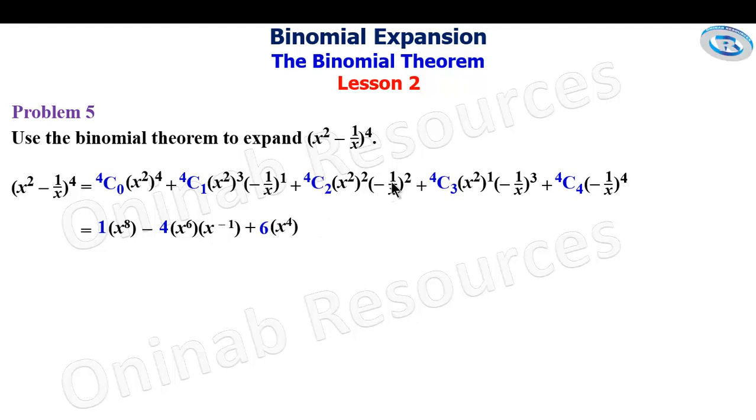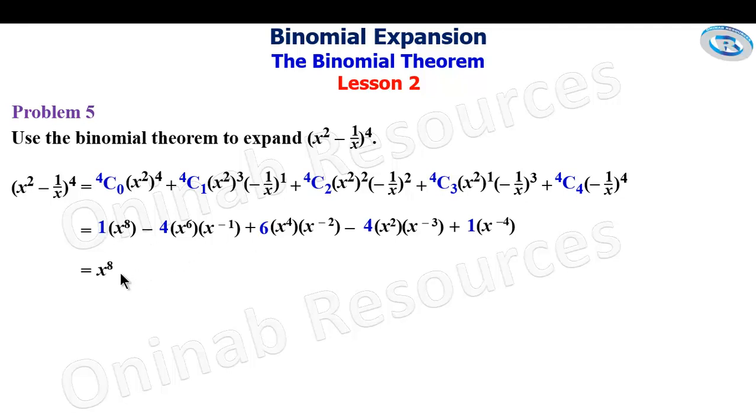Then this is going to give us positive. So x raised to power negative 2. This is going to be negative because the index here is odd. So we have minus 4 combination 3 gives 4. This is x squared. Then x raised to power negative 3. Then plus 1. It is going to be positive because the index here is even. So we now have it as x raised to power negative 4. Then we go ahead to get our final step by simplifying the coefficients.